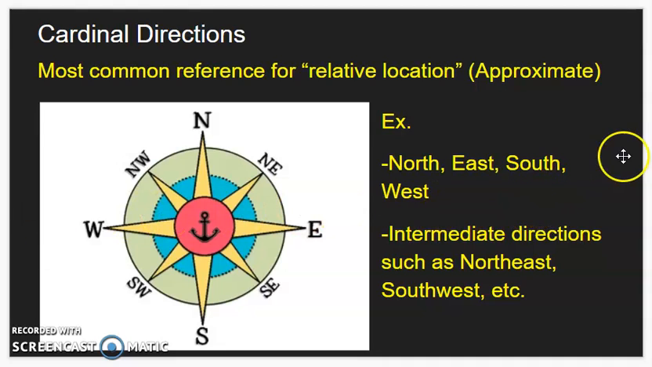The cardinal directions, this is on your notes now, are the most common reference for something called relative location, that approximate, that estimate. Examples would be north, east, southwest, intermediate directions such as northeast, southwest, and the list continues. You guys have what's called a compass rose on your notes. Can you please label your compass rose with these? Pause the video if you have to.